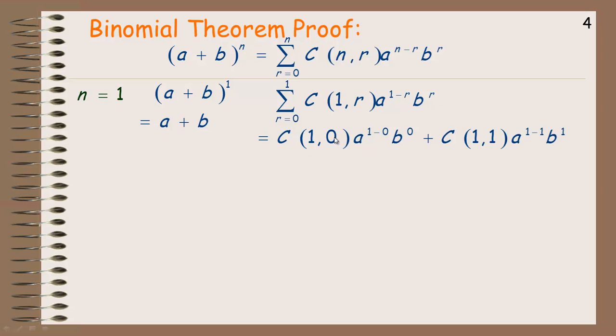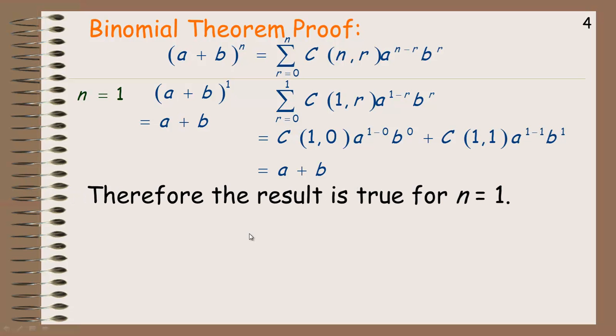Well, 1 choose 0 is 1. A to the first, 1 minus 0 is 1, so this is just a, so we have 1 times a, and b to the power of 0 would be 1 as well. So 1 times a times 1 would just be a, so that's the a term. And again, this is 1. This would be a to the 0, which of course is 1, and then b to the first. This is 1 times b. So it just gives us a plus b. That's just demonstrating it's true for the very first case.